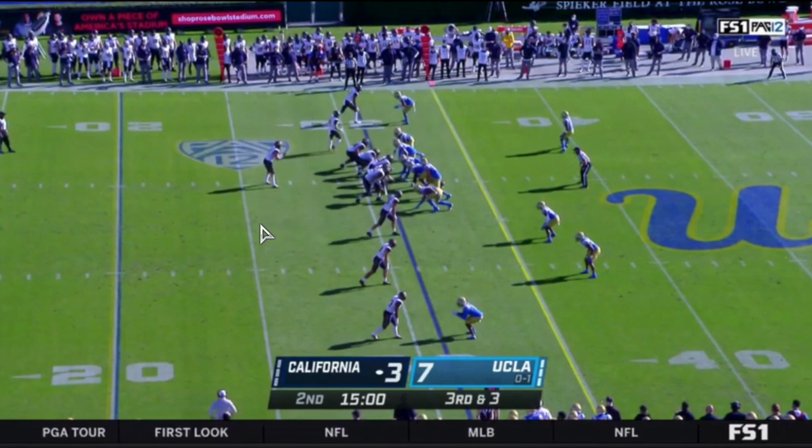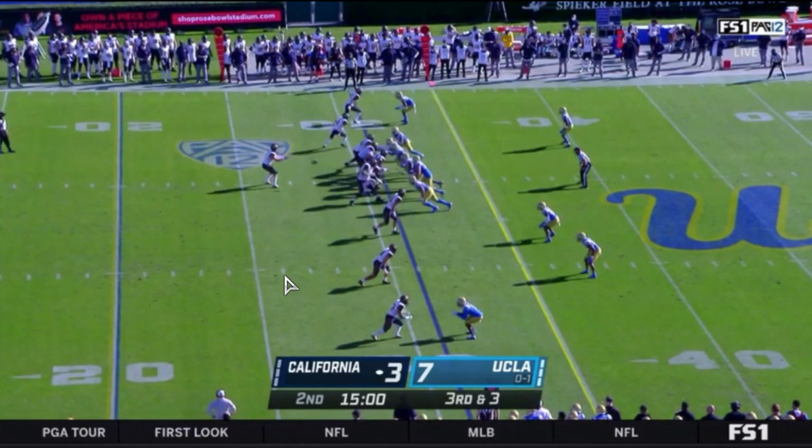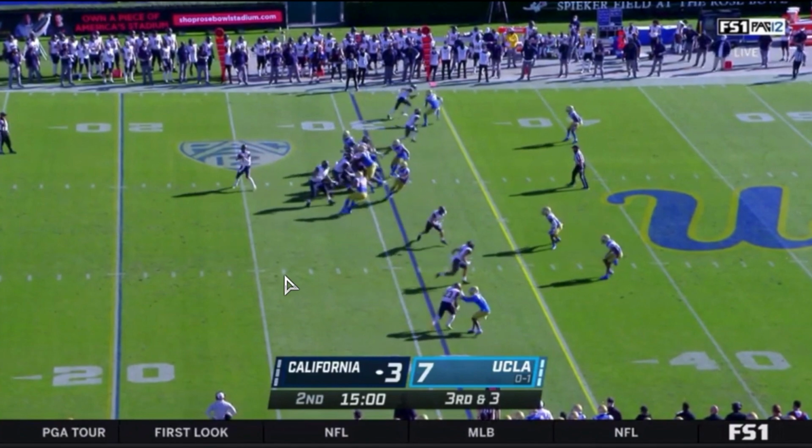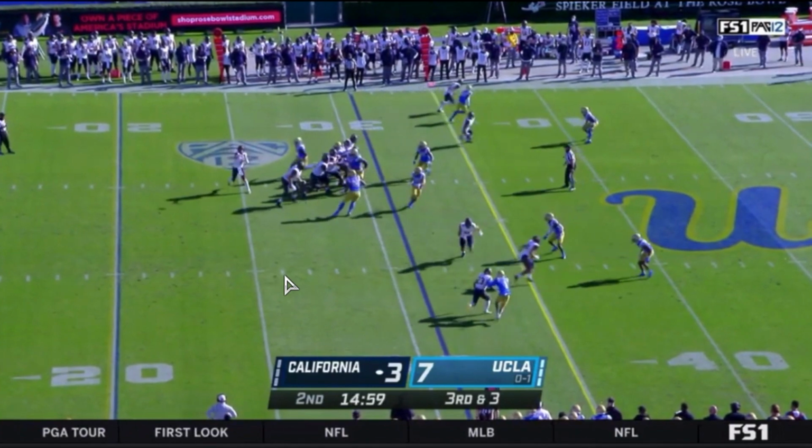Garbers has to get rid of this ball really fast. Look at where this receiver is when the ball gets thrown. So here Garbers catches the snap. He winds up to throw. He's releasing it right here.